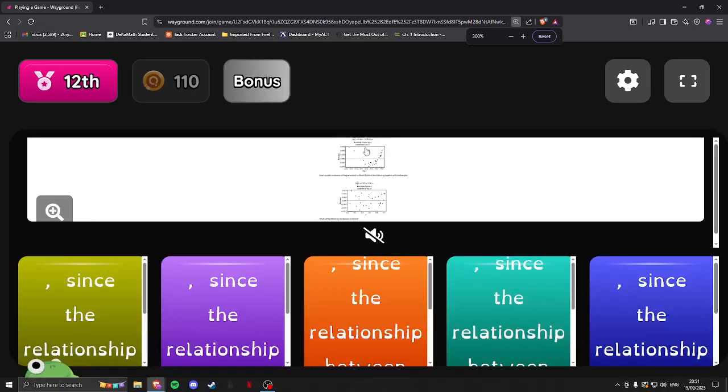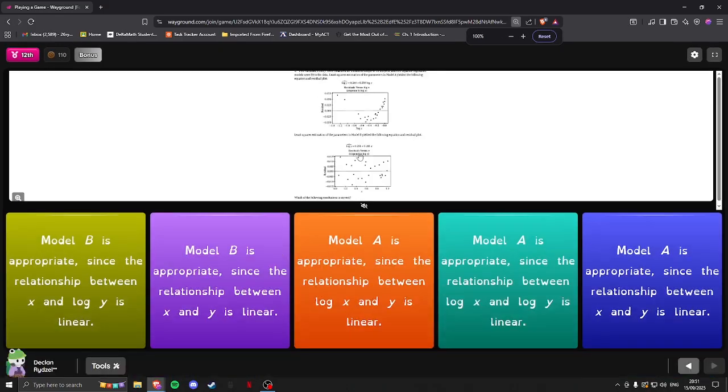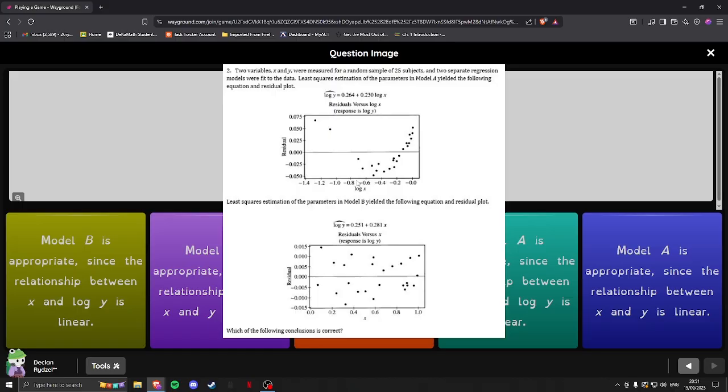This one kind of sucks because it's really, really small. Oh, and I can't zoom in on it. No. Can I? Yay, I can. Okay, so 2 variables.